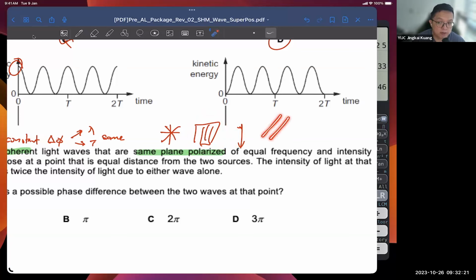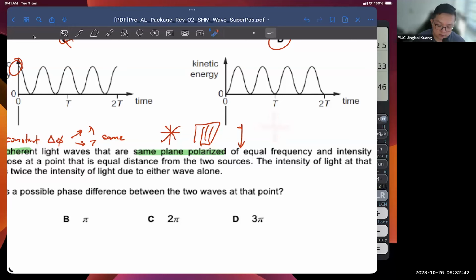This is important because if you're not on the same plane, you cannot interfere with each other. For example, if you have a wave that's polarized in the vertical plane, and another wave that's polarized in the horizontal plane, they cannot interfere with each other. They can't superpose each other.